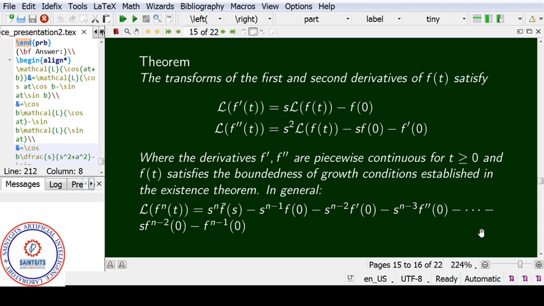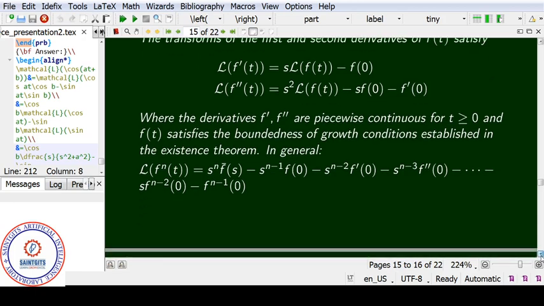Then we simplify the algebraic expression. Then we take the inverse Laplace transform. We get the original solution. That is the use of Laplace transform in solution of ODE.